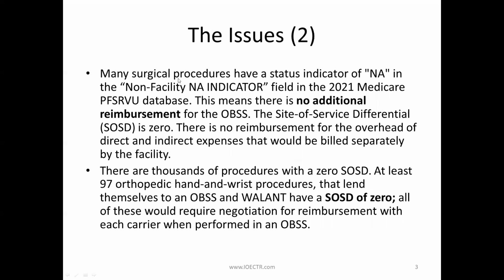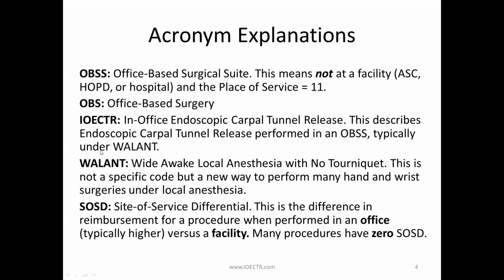So these procedures, they will have a status indicator of NA, or not applicable, in the non-facility NA indicator field in the 2021 Medicare PFS RVU database. That means there's no additional reimbursement for the OBSS, and the site of service differential is zero. There are thousands of procedures with a zero SOSD, and at least 97 orthopedic hand and wrist procedures have zero SOSD. Here's a list of acronyms. These are explained in all of my slides. If you want to stop it here and review these.